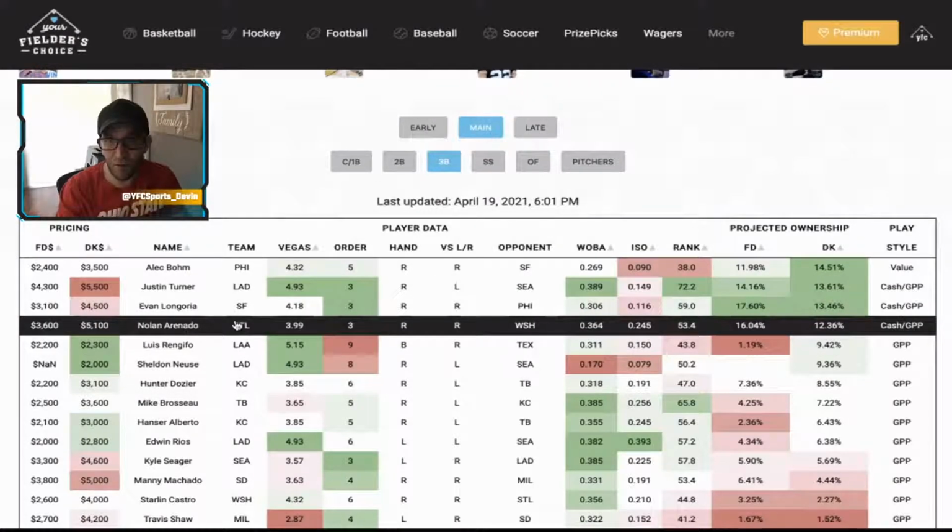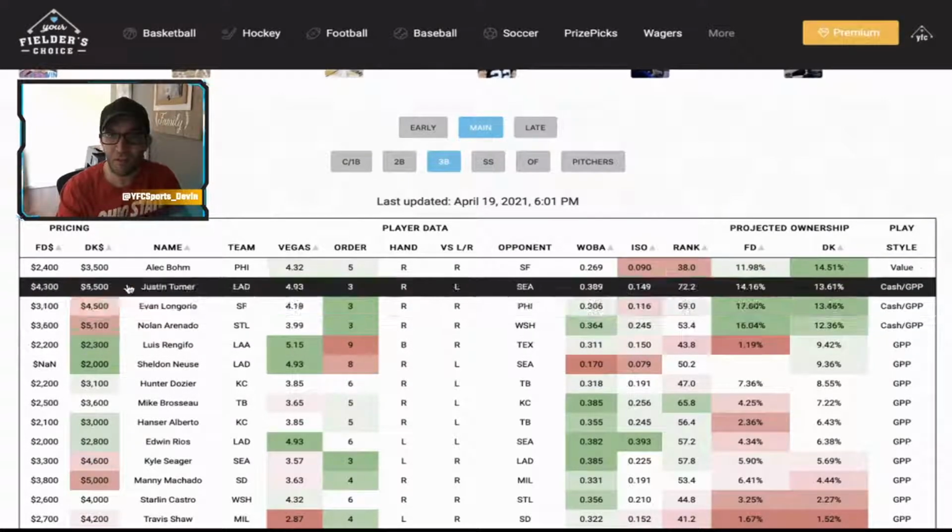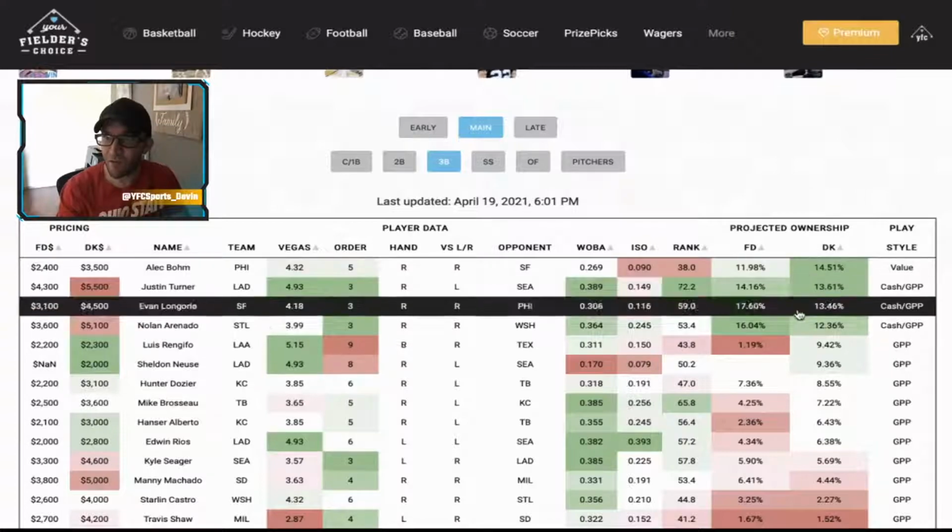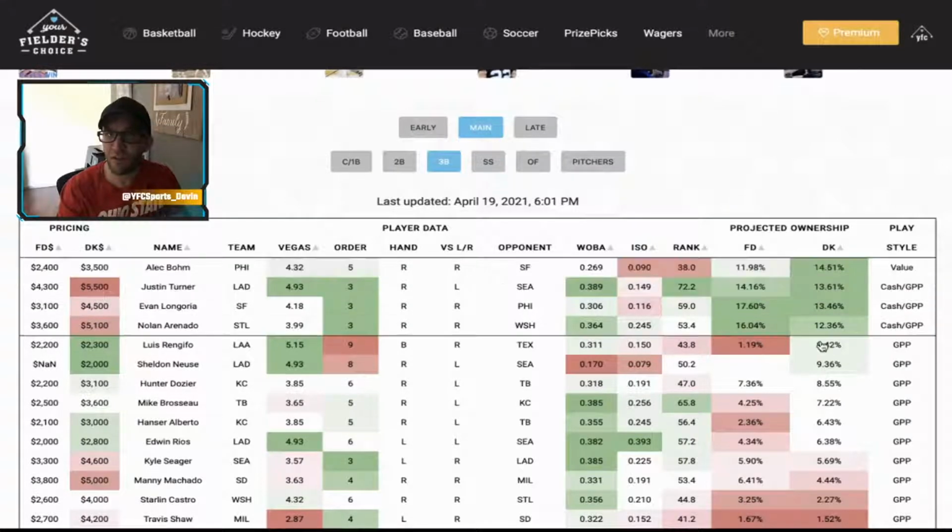Arenado, again, a couple $100 cheaper than Turner. So this is a position that ownership-wise could be a little bit spread out. We're going to tell you to prioritize Turner if you can. He's just been such a good player. But again, that's how we're using this ownership, is we've got a little jumbled up group here.